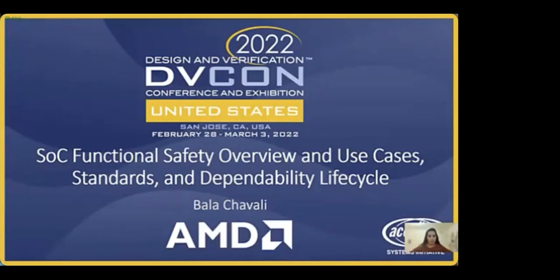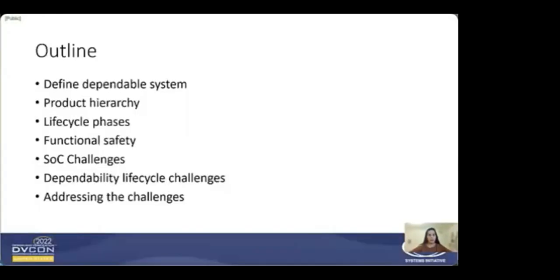So let's get started. First, I will provide you a brief overview of a dependable system, followed by product hierarchy and the different layers within a product. And then we'll talk about, within a specific layer, what are the different life cycle phases, and specifically the functional safety attribute, followed by SoC and dependability life cycle challenges, and how we're addressing these different challenges with the industry, as well as different working groups.